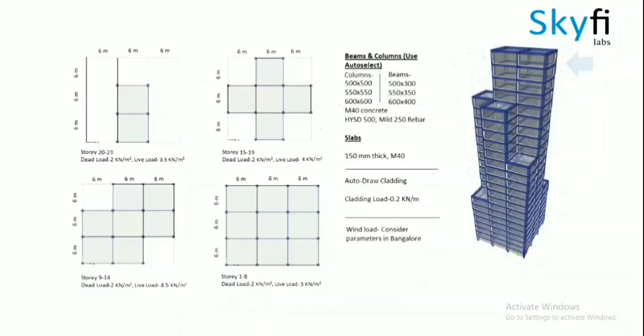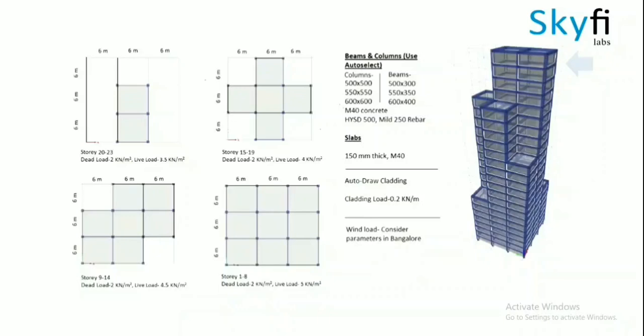This is my problem assignment. It is a 23-story tall building having 4 sets of similar kind of stories as shown. The material properties and sectional properties are given. Dead load is fixed at 2 kN per meter square and live load is different for different sets of stories. The building is designed based on parameters of Bangalore.